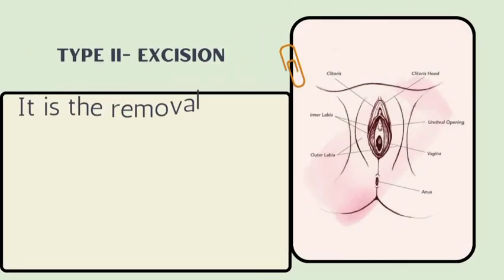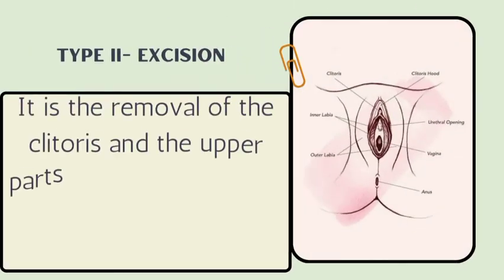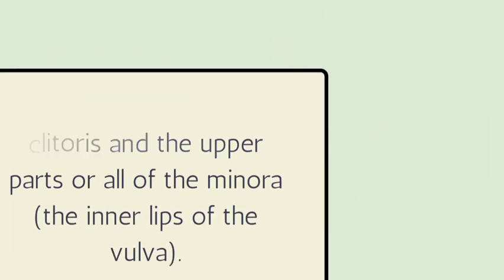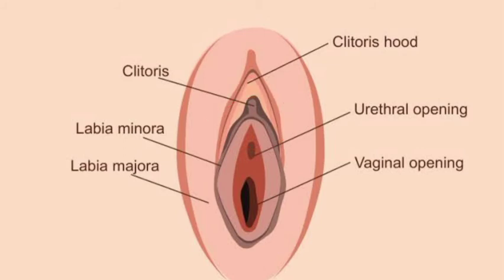Type 2, also known as excision. Excision is the removal of the clitoris and the upper parts or all of the labia minora, that is the inner lips of the vulva. This form of genital mutilation, that is type 2 and type 1, are very common in Nigeria.